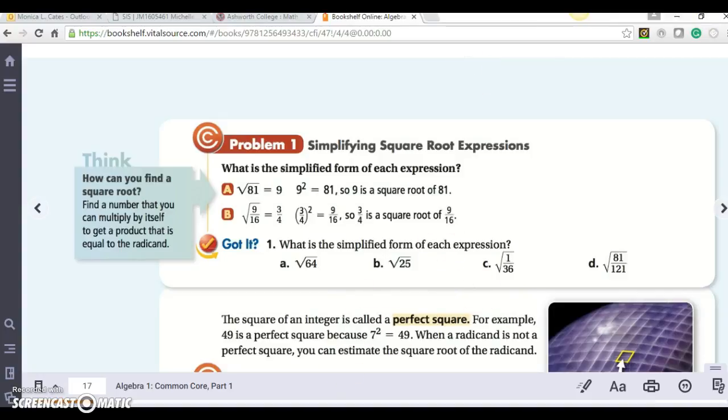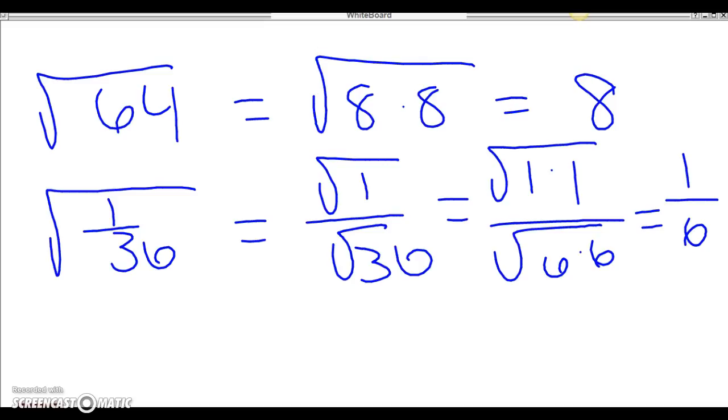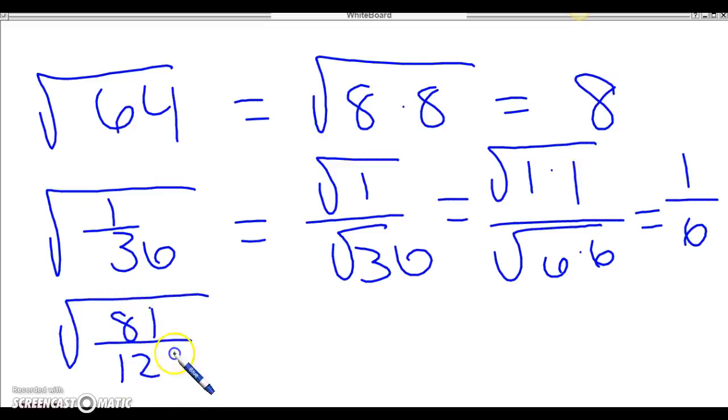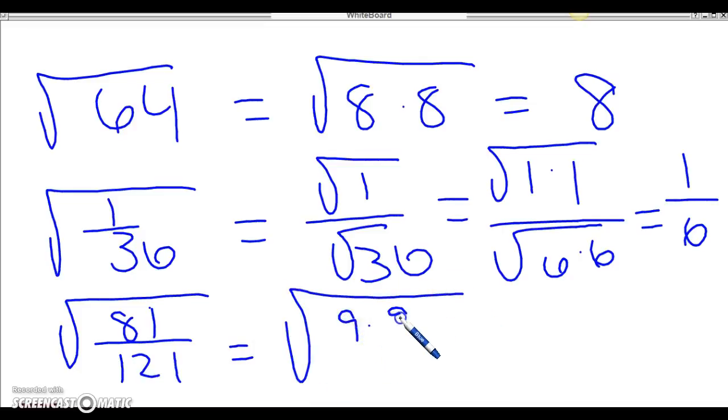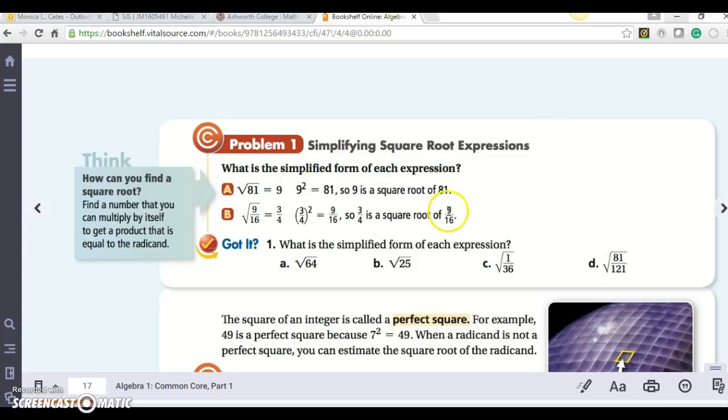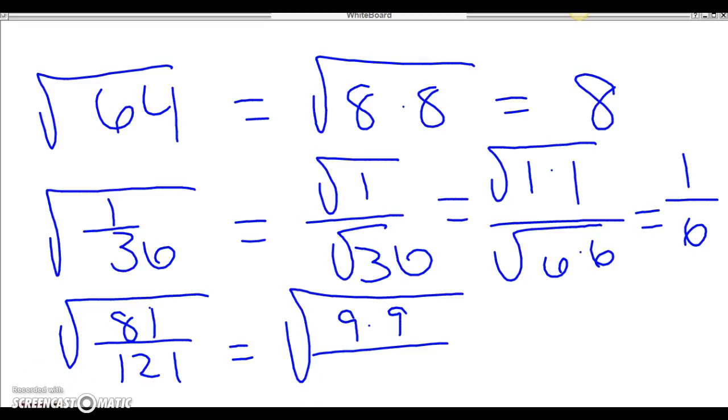And the last one is 81 over 121. So the square root of 81 over 121. Again, I'm looking for what I can multiply. I know I can multiply 9 times 9. And did I write that right? Yes, 121 is 11 times 11. So I know 9 over 11 gives me the square root. I hope this helps.